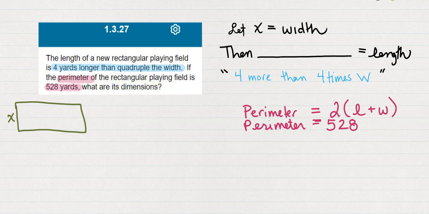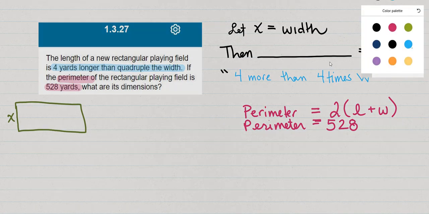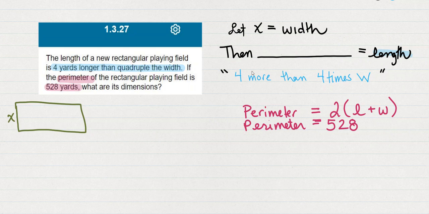I could get confused if I was reading too fast when it says that the length is 4 yards longer than quadruple the width. But if I stop and break that down, I can understand that the length is being described as 4 more than quadruple, which means 4 more than 4 times the width. So I'm going to start with the width. I'm going to let x equal the width because I'm given a way to describe the length.